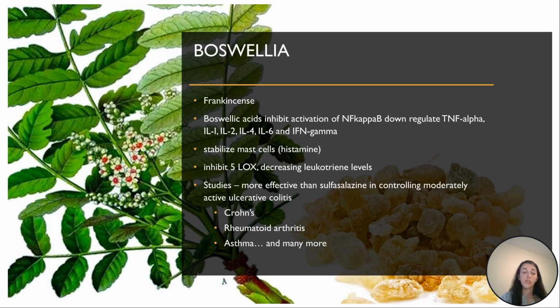And we do have many patients with inflammatory bowel disease that we use different anti-inflammatory herbs for that are in remission, that do very well. Also studies in rheumatoid arthritis and many other conditions.